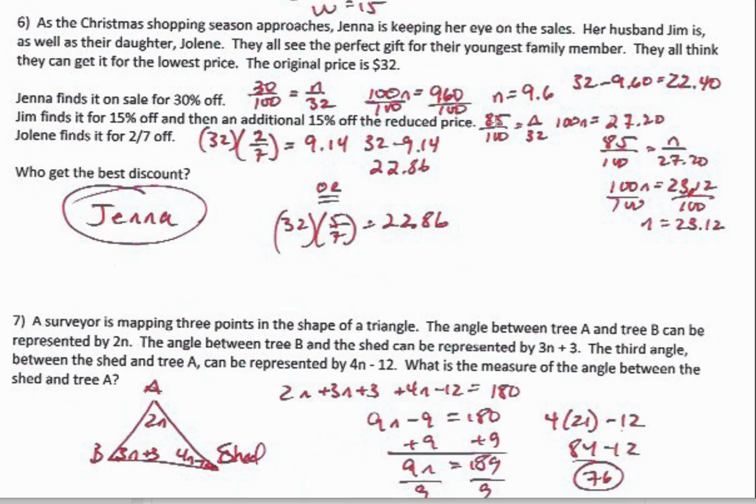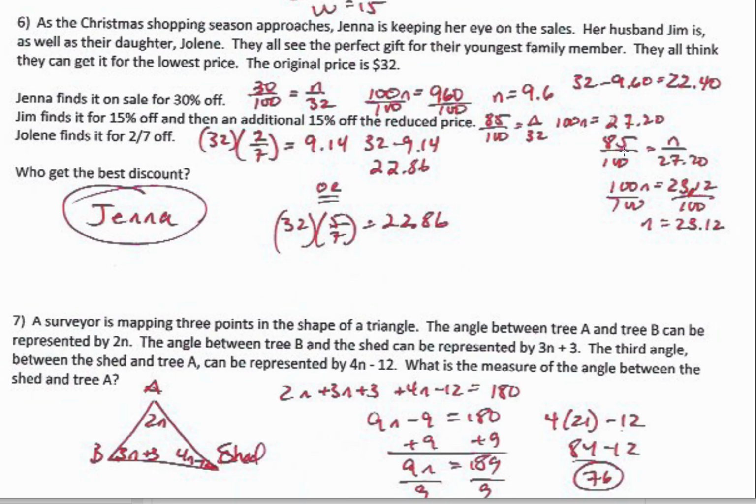Jim does 15 and 15. So his I did the other way, where you go right to the 85% that remains over 100 equals n out of the original 32. Cross multiplying, 100n equals 27.20. Dividing by 100, and I get $27.20.